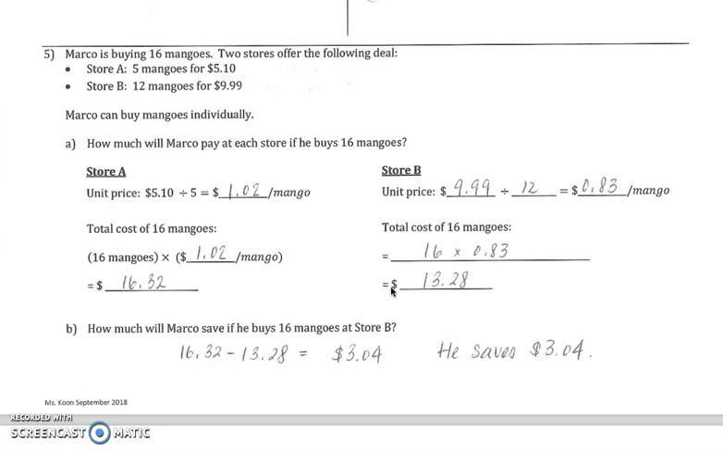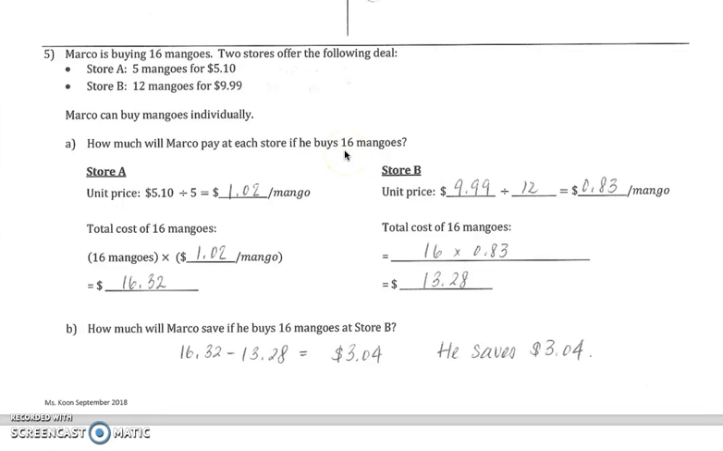Number 5. Marco is buying 16 mangoes. 2 stores offer the following deal. Store A sells 5 mangoes for $5.10. Store B sells 12 mangoes for $9.99. Marco can buy mangoes individually. A. How much will Marco pay at each store if he buys 16 mangoes? This is a very long question.